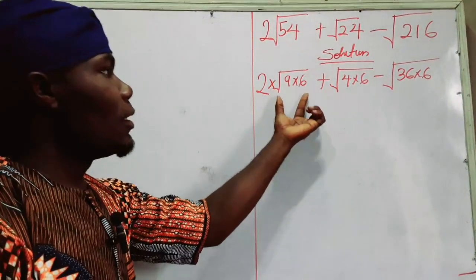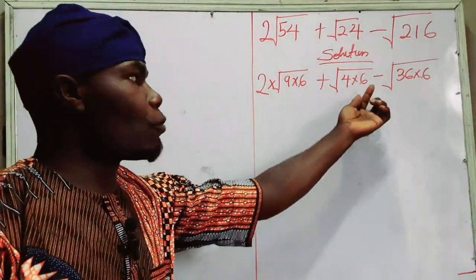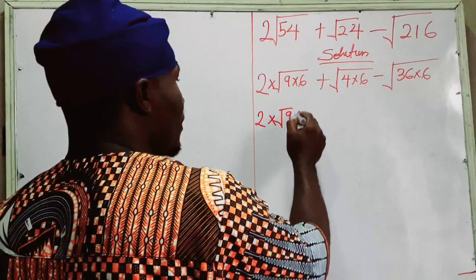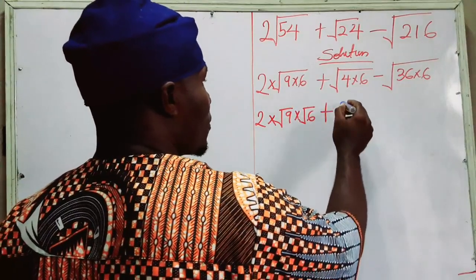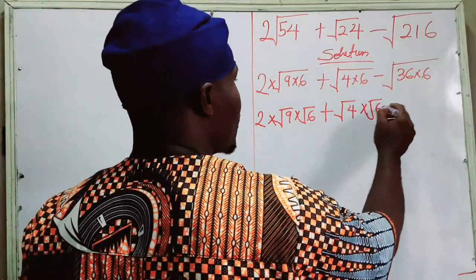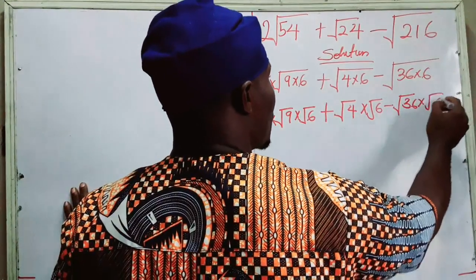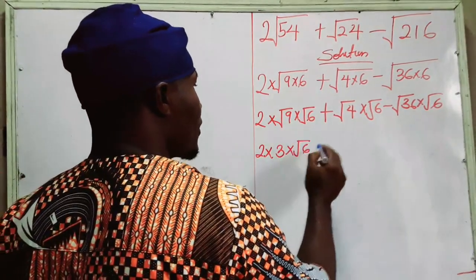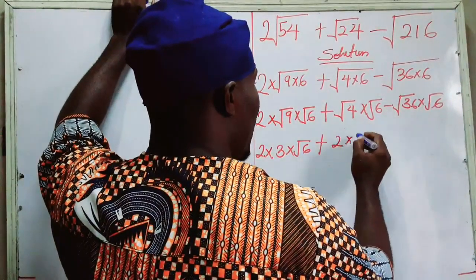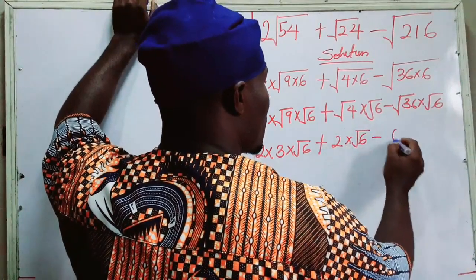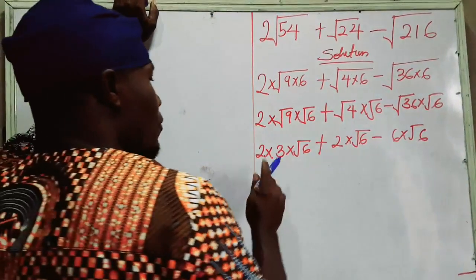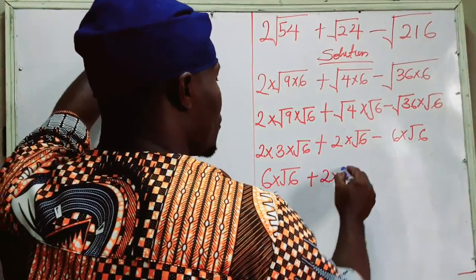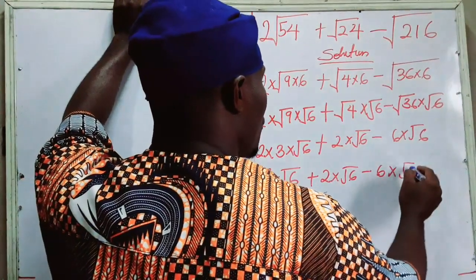After this, you now split the roots into root 9 root 6, root 4 root 6, root 36 root 6. Which will give you 2 times root 9 times root 6 plus root 4 times root 6 minus root 36 times root 6. And we all know the value of root 9 to be 3, so 2 times 3 times root 6 plus 2 times root 6 minus 6 times root 6. Therefore, we have 6 times root 6 plus 2 times root 6 minus 6 times root 6.